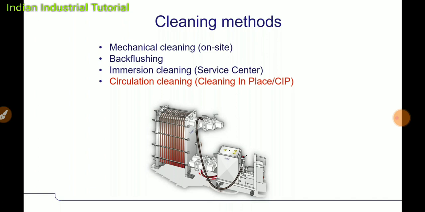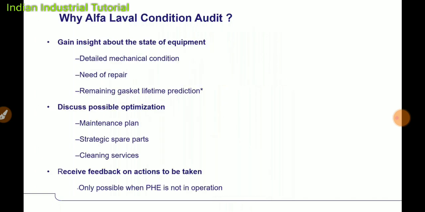Circulation of chemical by CIP unit. CIP is cleaning in place. You don't have to open the heat exchanger; just connect the pipeline to the inlet and outlet port, and from outlet to inlet you circulate the chemicals so that the heat exchanger is cleaned efficiently without opening. In a condition audit, you can get the mechanical condition, need of repair, remaining gasket life prediction, maintenance plan, strategic spare parts, and cleaning services from these reports.